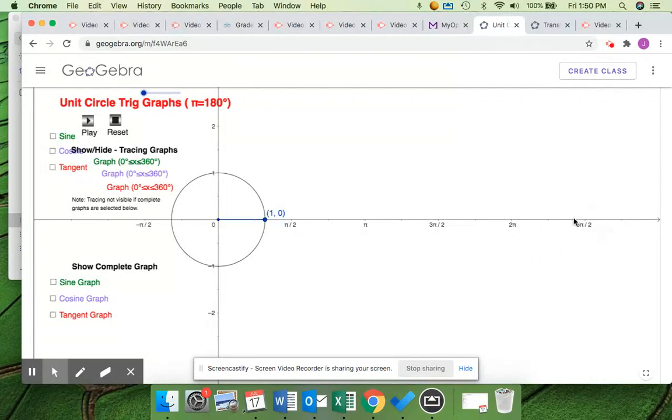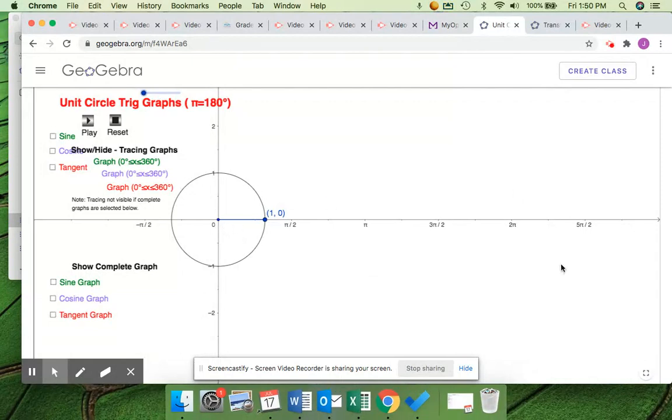This would be another 90 degrees, right? Or 360 plus 90 degrees, which would be 450 degrees. So we just keep going. This is as the degrees get bigger. What happens? Well, let's take a look at it.